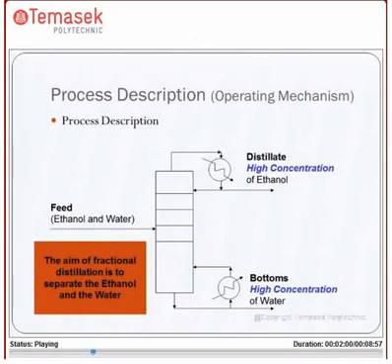The objective of this experiment is to separate ethanol and water. This is achieved by feeding the liquid mixture into the fractional distillation column. The final product obtained from the unit is a distillate stream which has a high concentration of ethanol and a bottom stream with a high concentration of water.